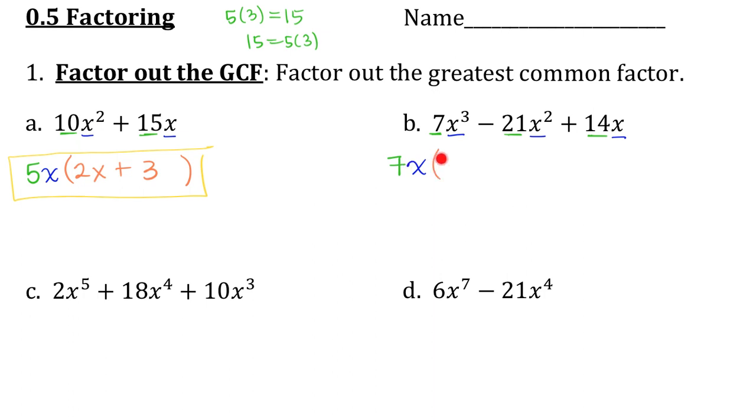Okay, now if I do this times this, I need to get this. 7x times this gives me 7x to the third. The 7s are fine, x to the third, I need 2 more x's. That must be x to the second. Minus 7 times 3 is 21. X times x is x squared. And then 7x times 2 is 14x. Okay, the greatest common factor was 7x, and then when I factored it out, I got this.